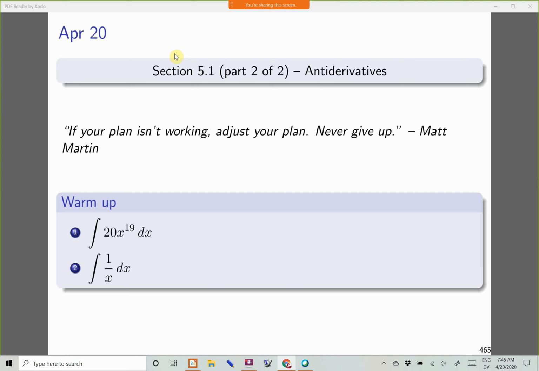And then the second question, again, isn't to differentiate itself. It's the derivative of what? Fill in the blank. The derivative of something would be 1 over x. We'll do those warm-ups in just a second.